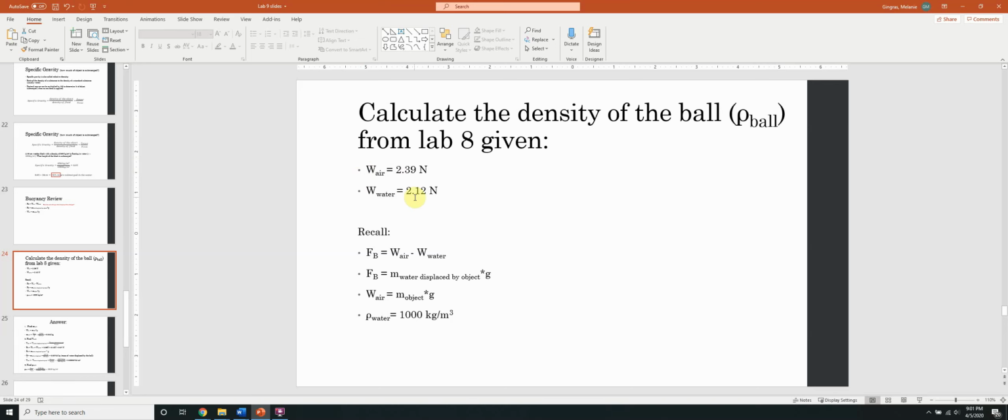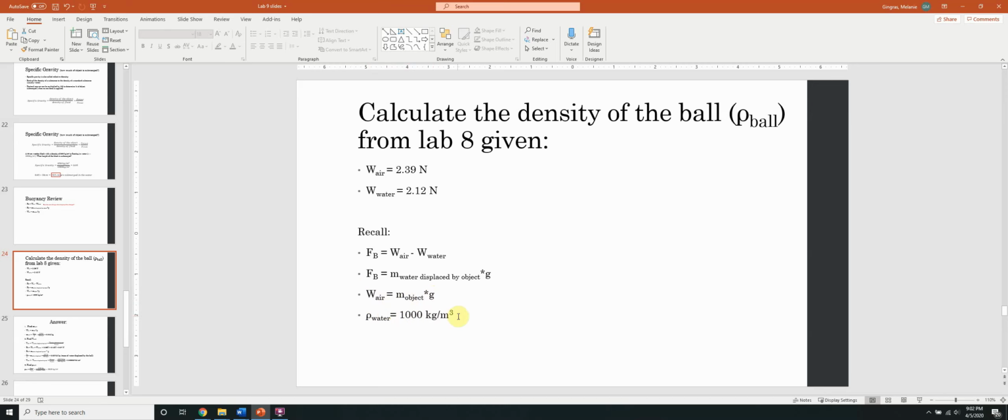The weight in air that we're given is 2.39 newtons, and the weight in water is 2.12 newtons. Recall that buoyancy force is equal to the weight in air minus the weight in water. Also, buoyancy force is equal to the mass of the fluid displaced by an object times gravity. And weight in air is equal to the mass of an object times gravity, the definition of weight. The density of water is given here in case you forgot: 1,000 kilograms per meters cubed.